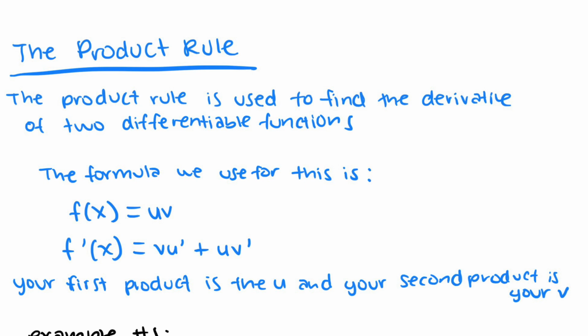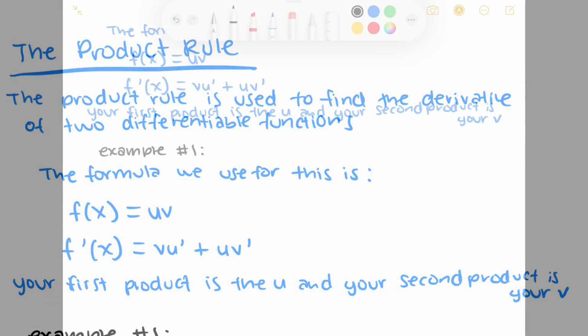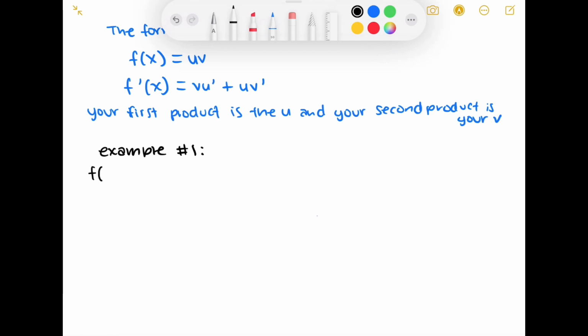Okay, so we are starting off with the product rule. The product rule is used to find the derivative of two differentiable functions. The formula we use for this is f of x equals u times v, and f prime of x equals v times the derivative of u plus u times the derivative of v. Your first product is u, and your second product is the v. So I'm going to show you guys an example.